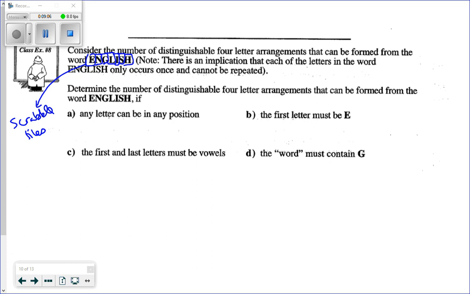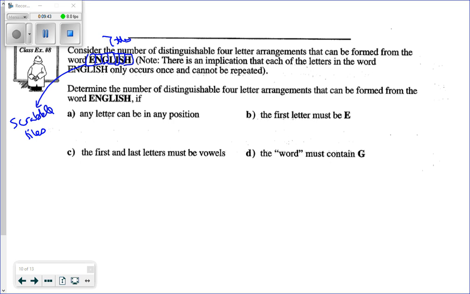There is an implication here that each of the letters in the word English only occurs once and cannot be repeated. Do you understand why that's an implication? Why can we assume that? So if I give you, this is 7 tiles. If I give you all the exact same tiles and I say, okay, pick any 4 of them and arrange them side by side. If you pick the S tile to be first, do you understand that you can't pick the S tile again because you've already picked the S tile? Okay, so again, the assumption here is there aren't repeats.